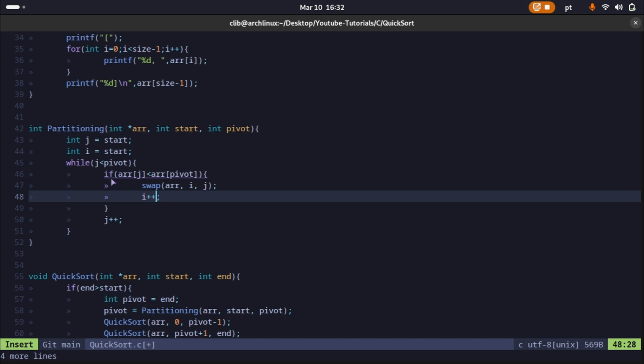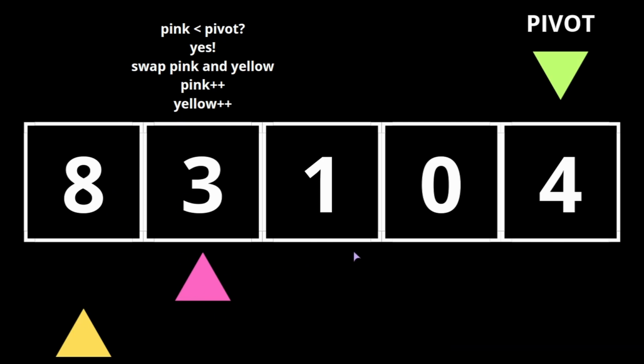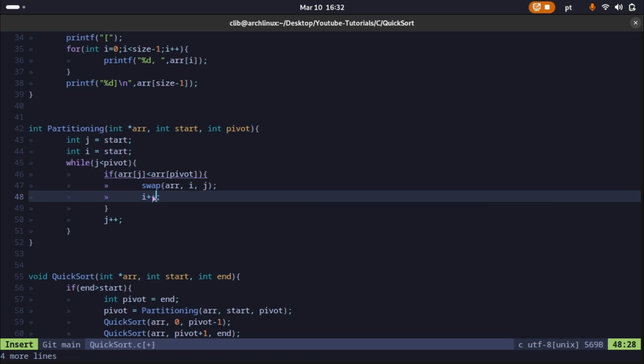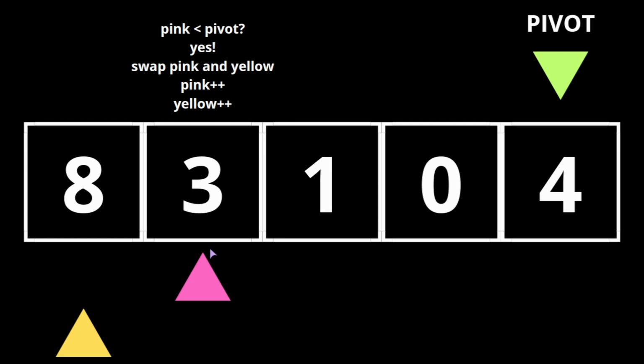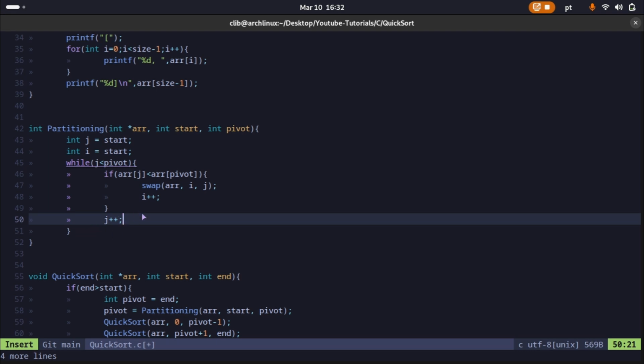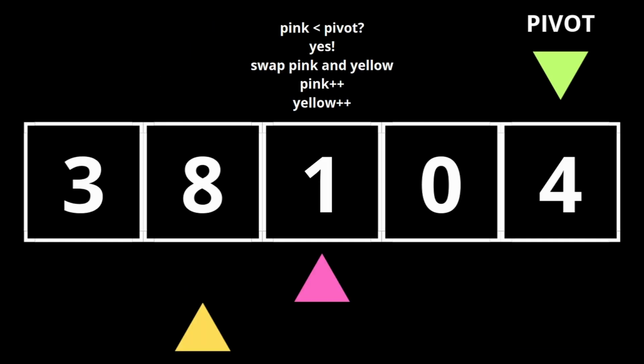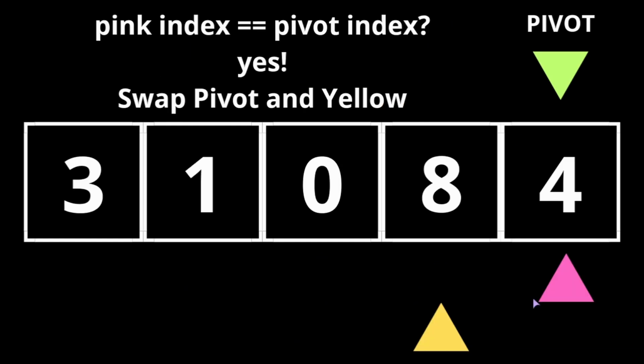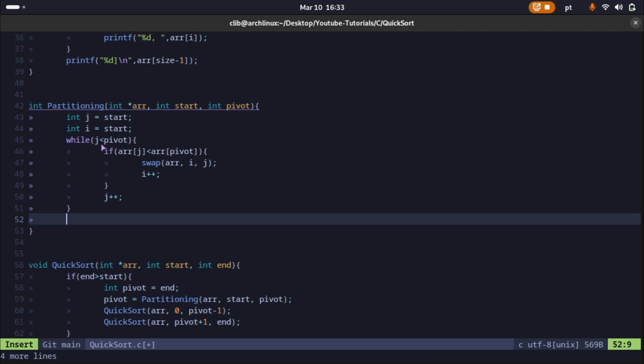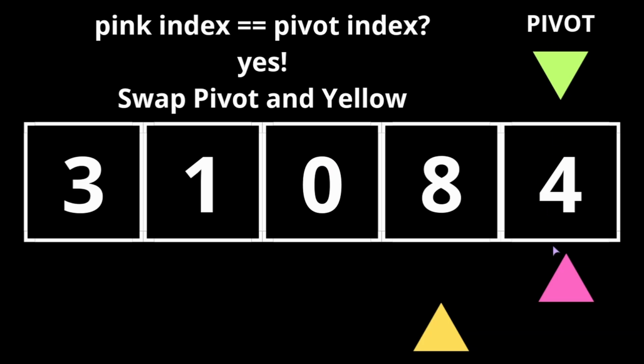We're comparing at each iteration of the pink pointer if the pointed number is smaller than the pivot, and if so, we're going to swap the pink with the yellow, and we're going to increment the yellow by 1. So we found one more element that is smaller than the pivot, and we're going to increment j every time at the end of the loop. Once we reach the end, so once we break off the loop, meaning that the pink pointer has reached the same index as the pivot, the only thing we have to do is swap the yellow pointer with the pivot.